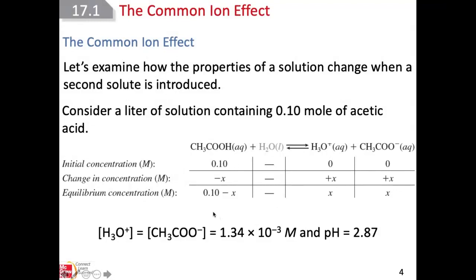If you remember the Ka, we can solve it using the Ka value of the acetic acid. You can find it in the textbook. We can find that the concentration of hydronium ion equals 1.34 times 10 to the minus 3. And if we take a negative logarithm of that, we will say that the pH equals 2.87. So we already did that in chapter 16.